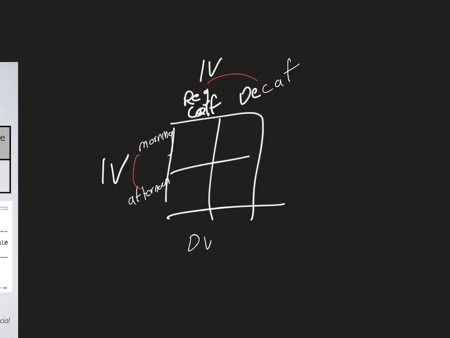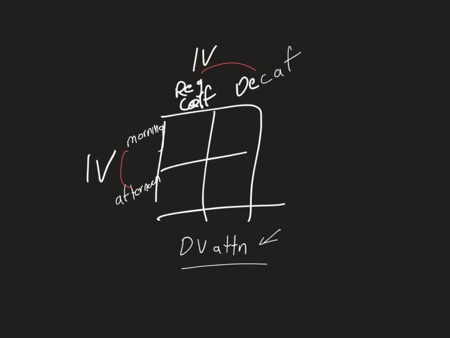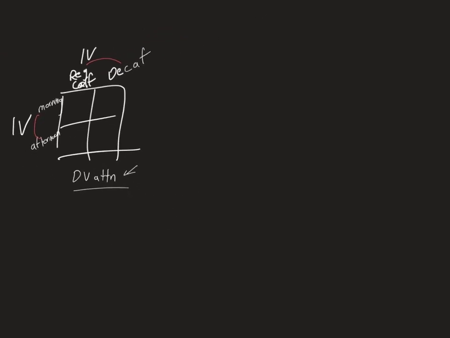So my DV is attention, but you don't need to know what the DV is to know what the IVs are or what the levels are. Okay, so here you have the design. You have one IV, caffeine, second IV, time of day, but let's break it down in a different way. So if I ask you for the levels, I'm pretty much asking you, well, what are the different experiences of each IV? So let's take this first IV here. So we'll take that one first.